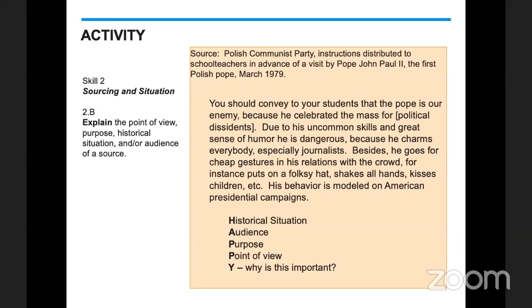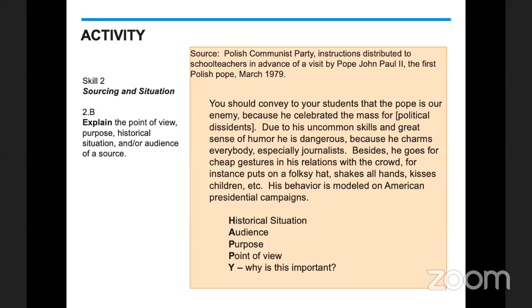You should convey to your students that the Pope is our enemy because he celebrated the Mass for political dissidents. Due to his uncommon skills and great sense of humor, he is dangerous because he charms everybody, especially journalists. Besides, he goes for cheap gestures in his relations with the crowd. For instance, he puts on a folksy hat, shakes all hands, kisses children, etc. His behavior is modeled on American presidential campaigns.